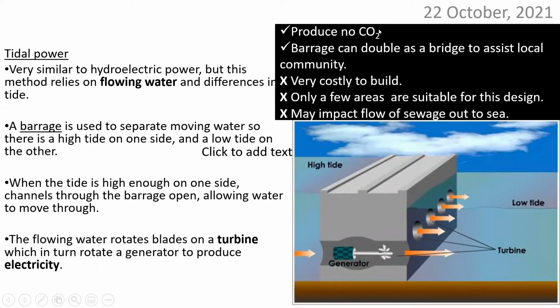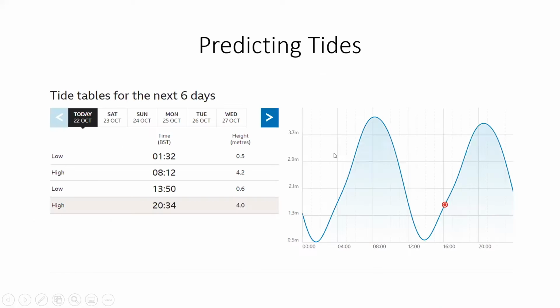It produces no carbon dioxide, so it does not contribute to global warming or climate change. A barrage can double as a bridge to assist the local community. People can walk across this. That's happened in London, with a tidal barrage. They can be very costly to build, and some people ask whether they are worth building. Only a few areas are suitable for this design, so we need a tide, because some areas don't have tides. It may also impact the flow of sewage out to sea, which is obviously a serious health concern.